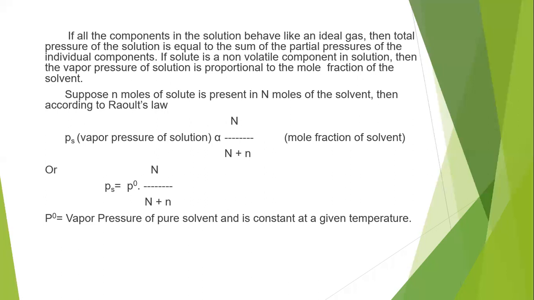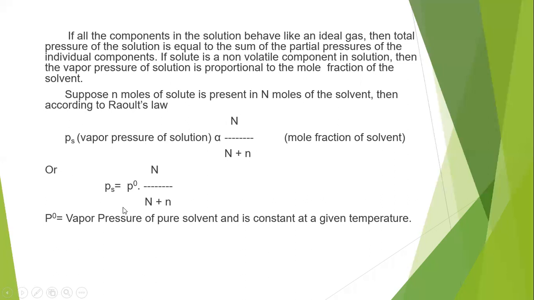So the vapor pressure of a solution, which we consider as PS, where S stands for solution, is proportional to the mole fraction of the solvent. Capital N is the number of moles of the solvent, and small n is the number of moles of the solute. So capital N by capital N plus small n is the number of moles of the solvent by the total number of moles in the solution, which is directly proportional to the vapor pressure of the solution.